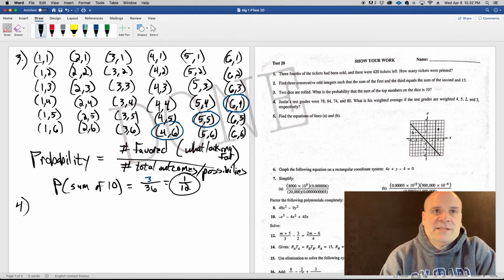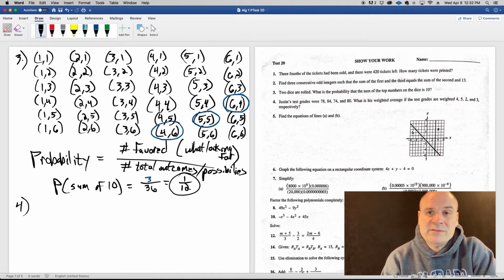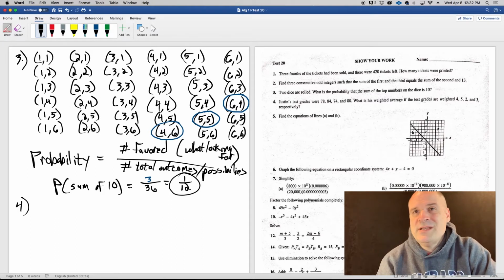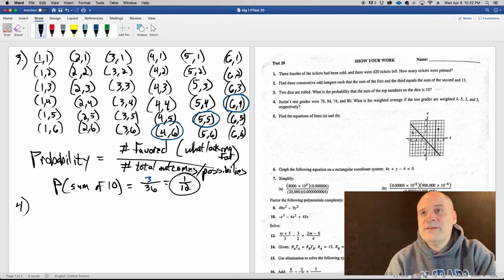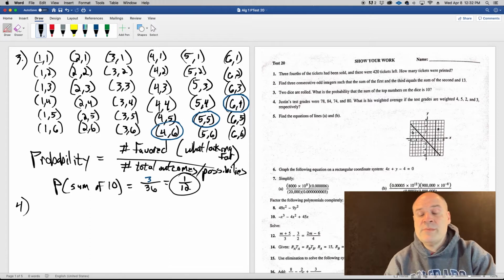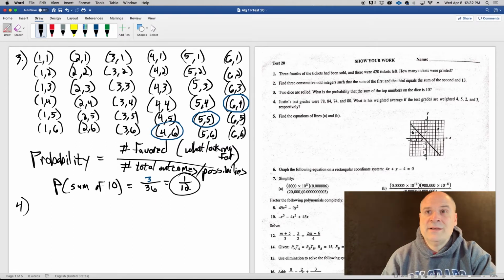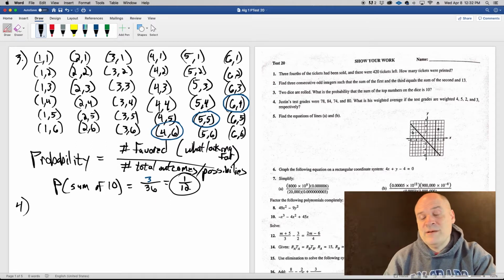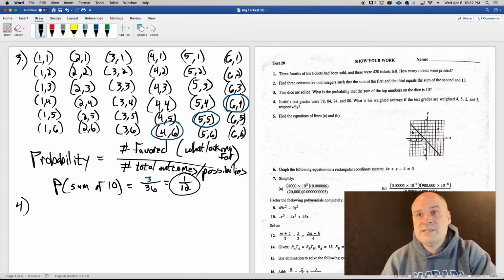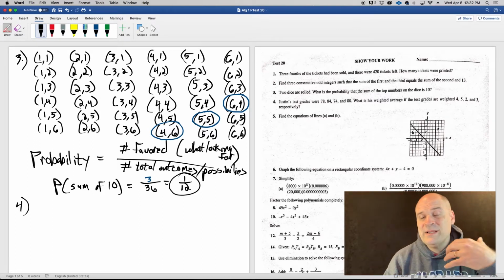Number 4 says Justin's test grades were 78, 84, 74, and 80. It's kind of an average, below average student. Whatever, we're going to pray for Justin. What is his weighted average if the test grades are weighted 4, 5, 2, 3, respectively? Remember, respectively means I'm saying them in the same order as I said the tests, okay? So that 78 has a weight of 4, that 84 has a weight of 5, that 74 has a weight of 2, and that 80 has a weight of 3.